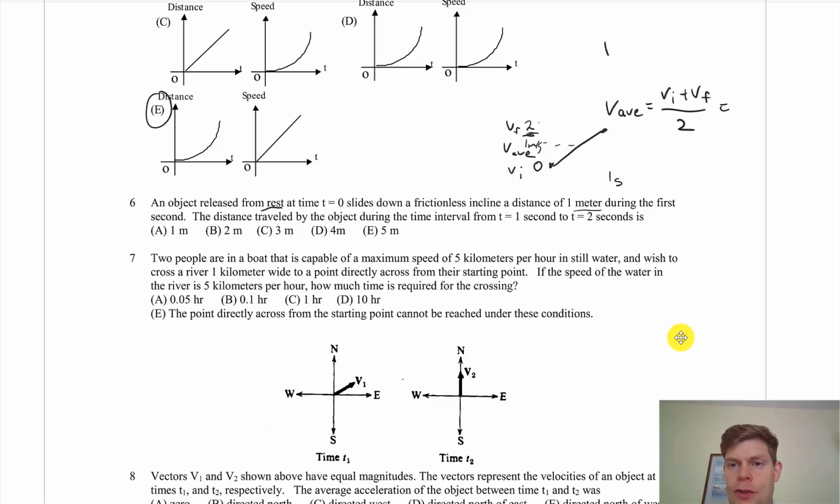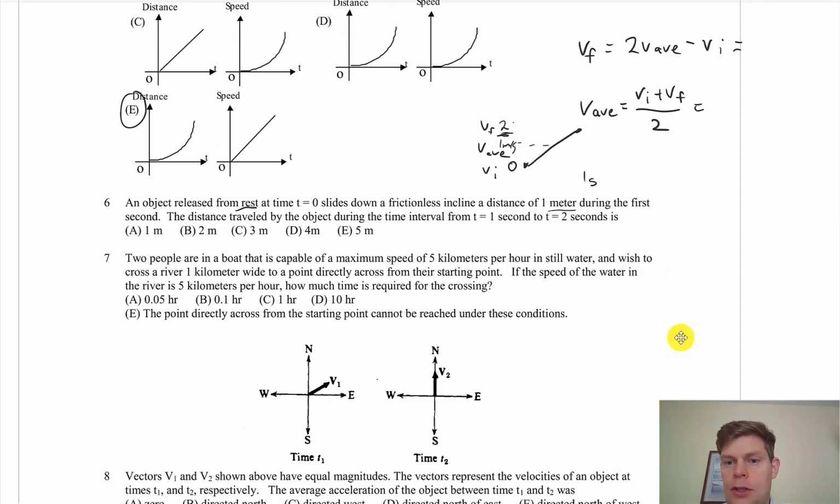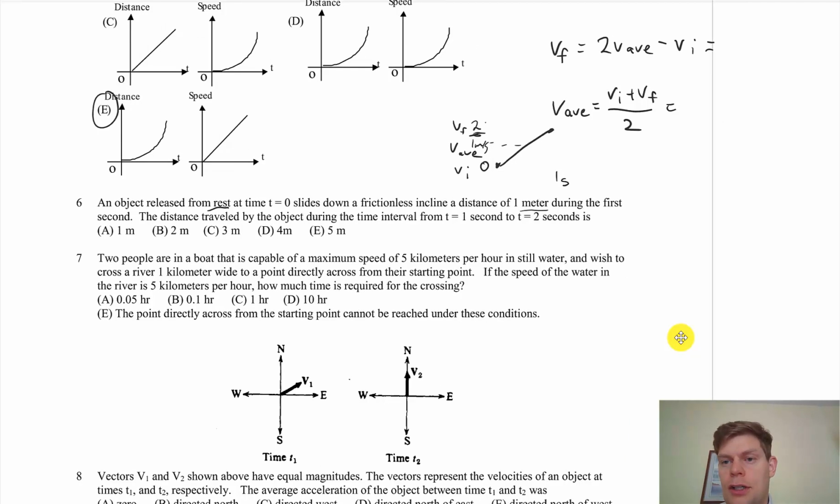So we could rearrange it: VF equals 2V average minus V initial. And so our average velocity is 1 meter per second if it went 1 meter in 1 second. Basically it's 2 times 1 minus 0. Hopefully that makes sense. Anyway, you also know if it accelerated from 0 to 2 meters per second in 1 second, that means it's accelerating at 2 meters per second squared.